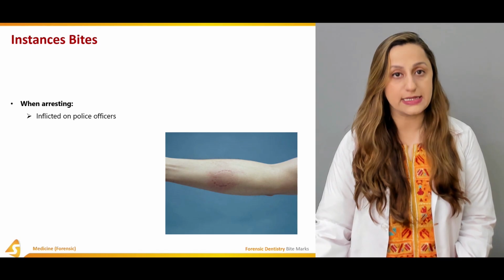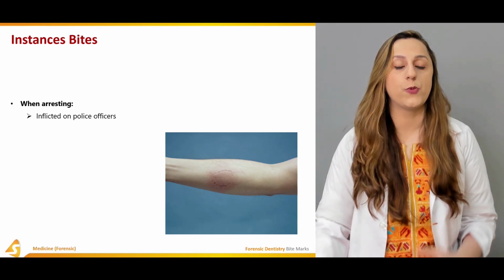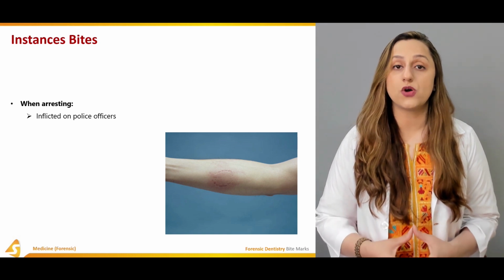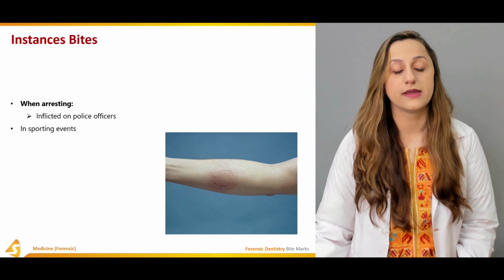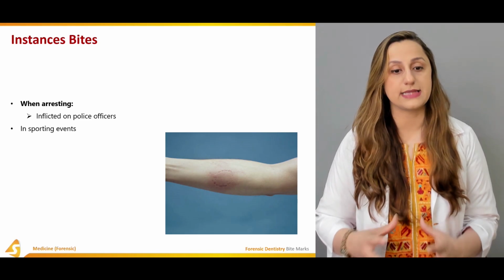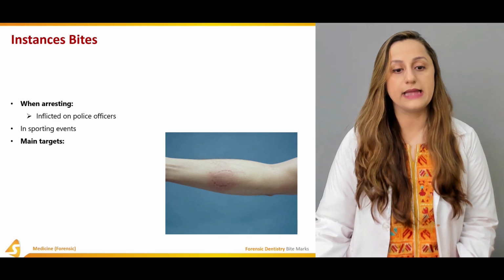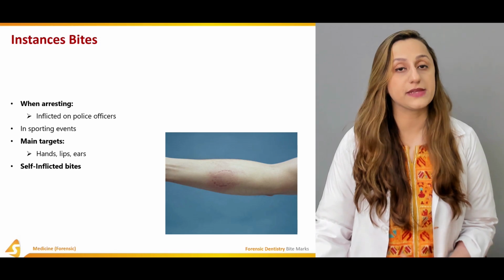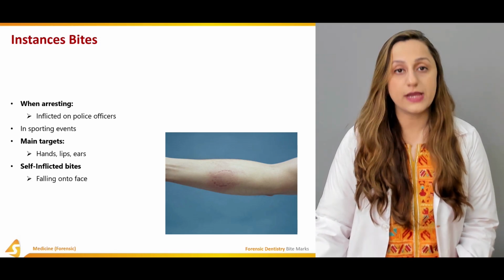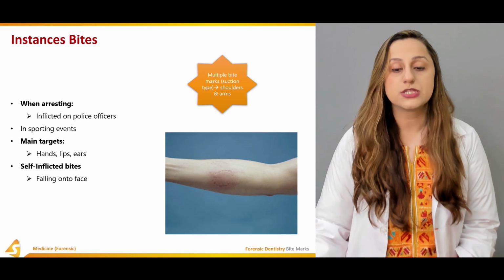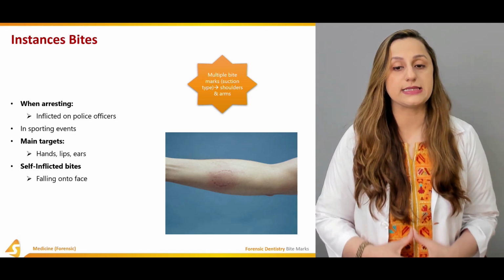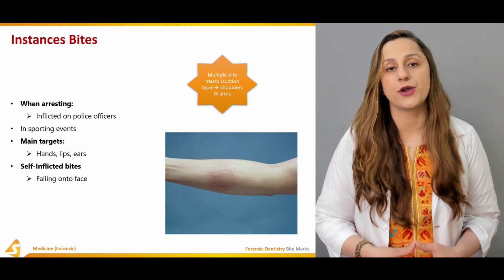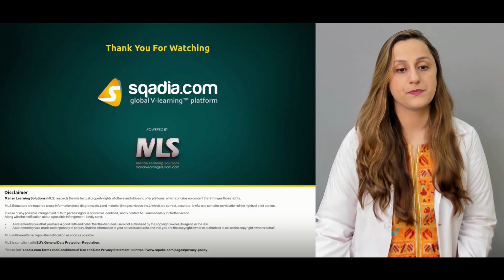Then there are also instances of bites that occur in a particular incident. For example, they are inflicted on police officers whenever they are arresting suspects, or in sporting events, and the main targets are usually the hand, lips, and ears. There can also be self-inflicted bites, for example, by falling onto the face. The multiple bite marks are usually of the suction type, and they usually involve the shoulders and the arms because these are the more accessible areas in this case.